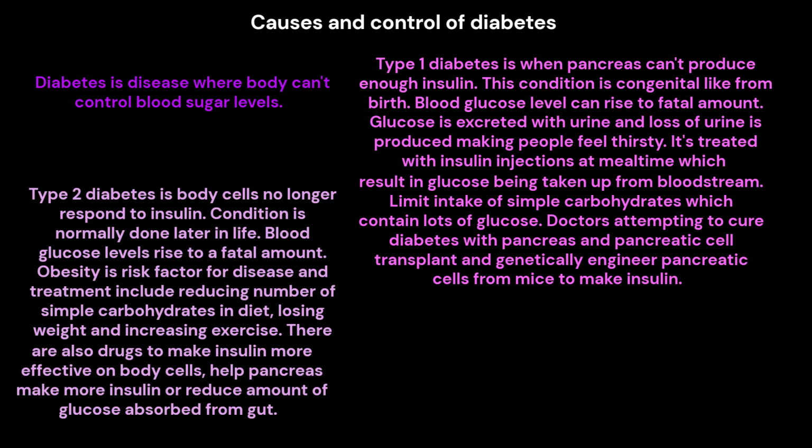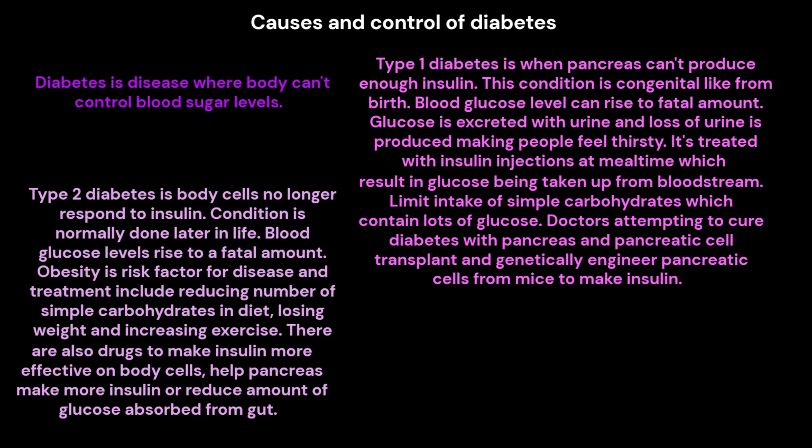It's treated with insulin injections at mealtime, which result in glucose being taken up from the bloodstream. Limited intake of simple carbohydrates, which contain lots of glucose. Doctors are attempting to cure diabetes with pancreas and pancreatic cell transplants, and genetically engineered pancreatic cells from mice to make insulin. Type 2 diabetes is when body cells no longer respond to insulin.